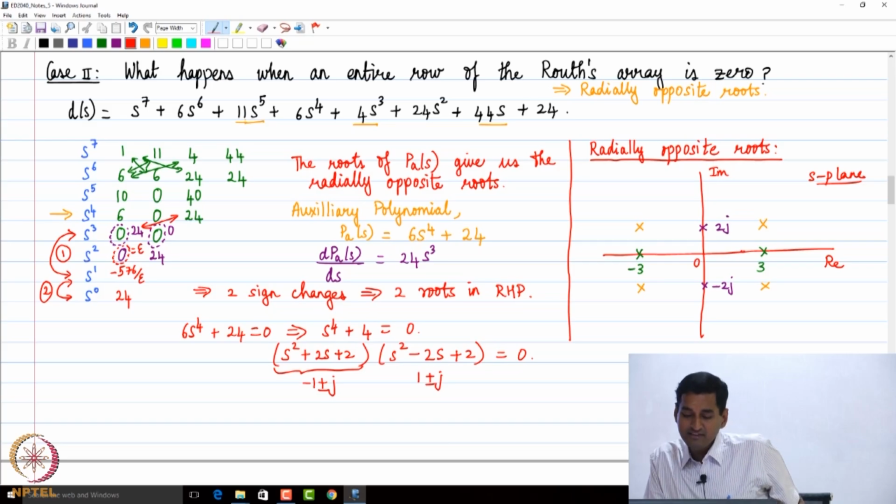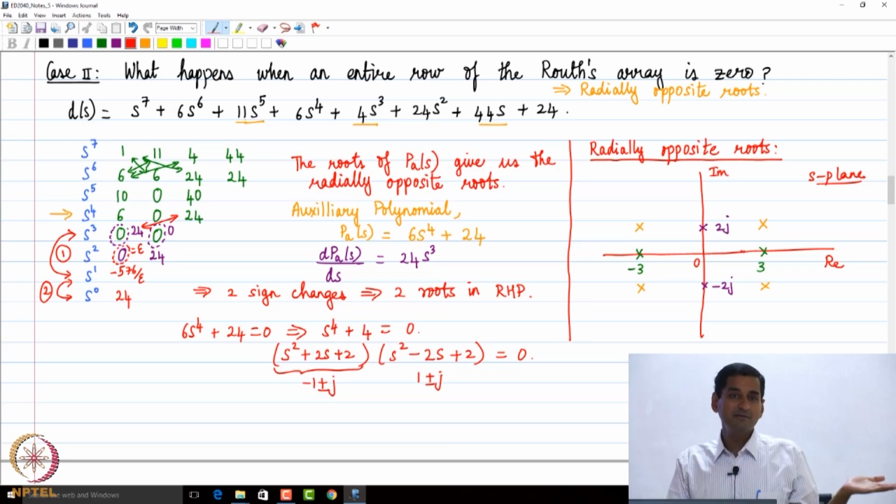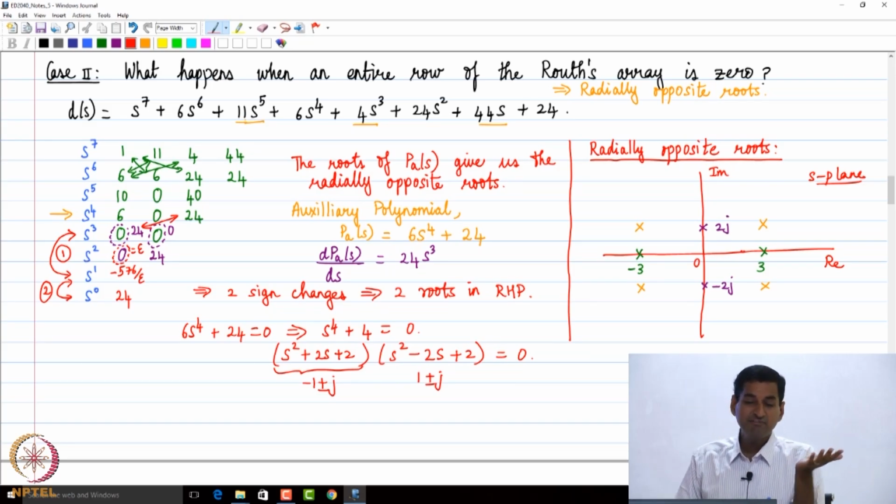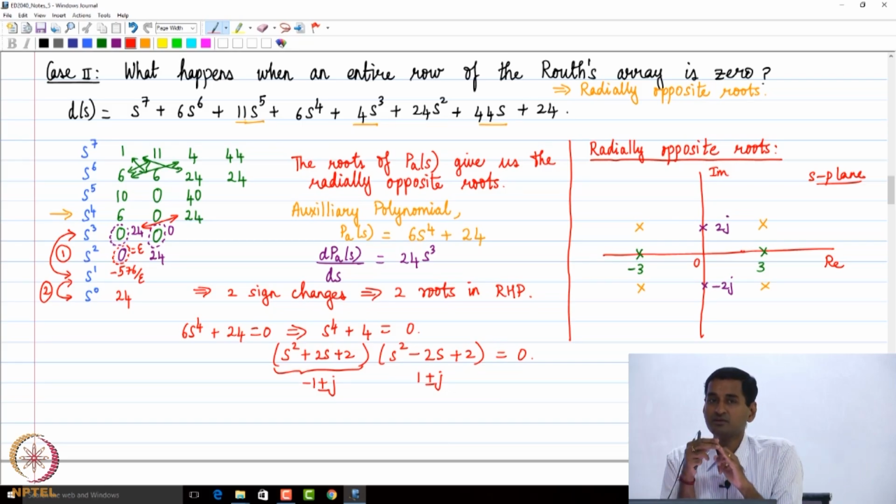So consequently 2 roots are in the RHP, and of course the remaining 5 roots are going to be in the left of the complex plane, because we have ruled out roots on the imaginary axis and there is no root at the origin also. How can we conclude that there is no root at the origin? We discussed this point yesterday.